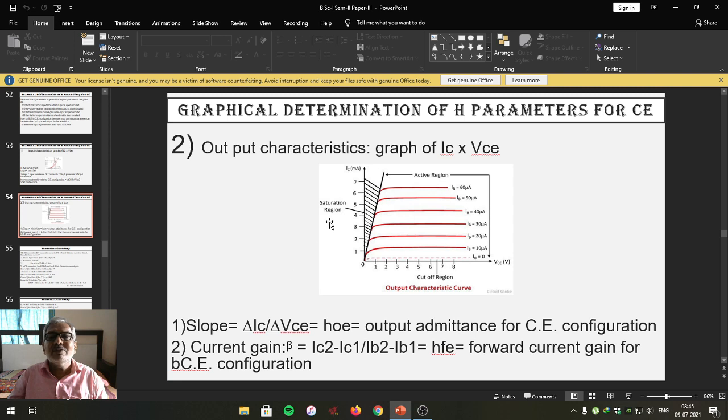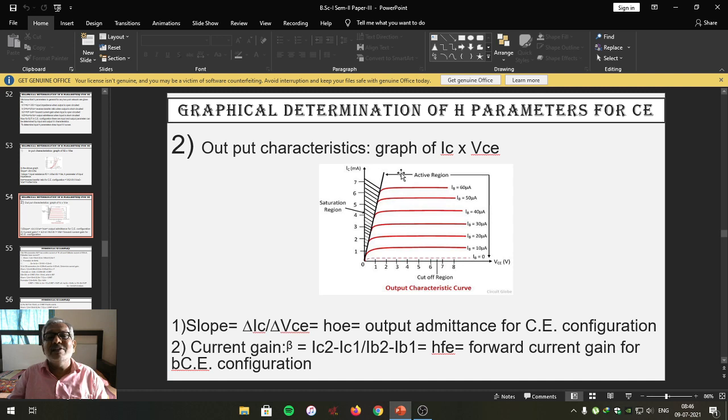The slope gives delta IC upon delta VCE, which is the ratio of output current upon output voltage. It is the ratio of current upon voltage, that remember. That's why it is HOE. It is output admittance for common emitter configuration. H for hybrid, O for output admittance, E for common emitter, which is the ratio of current upon voltage. So that's why it is delta IC upon delta VCE, which can be determined from the graph.